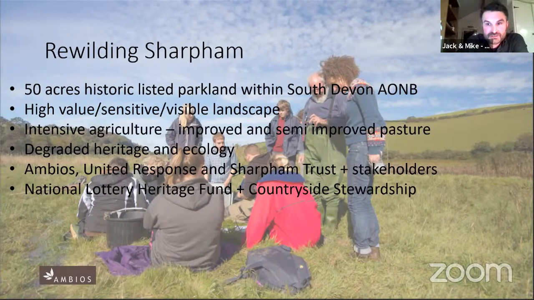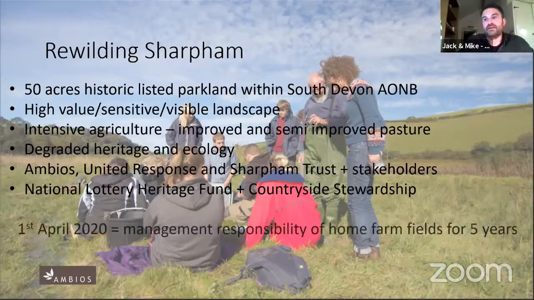And we approached the National Lottery to try and pump prime the project to give us a really good launch into what we hope will be a long-term regenerative restoration of our part of the estuary. And we were successful in that project, which gave us a platform to talk to the local community, to deliver lots of education to local schools and groups and interested parties, and to run numerous events. Of course, the project has had a slightly slow and checkered start, but we have managed to deliver on a few objectives. And on the 1st of April in 2020, we took management responsibility for Home Farm for a 5-year period.